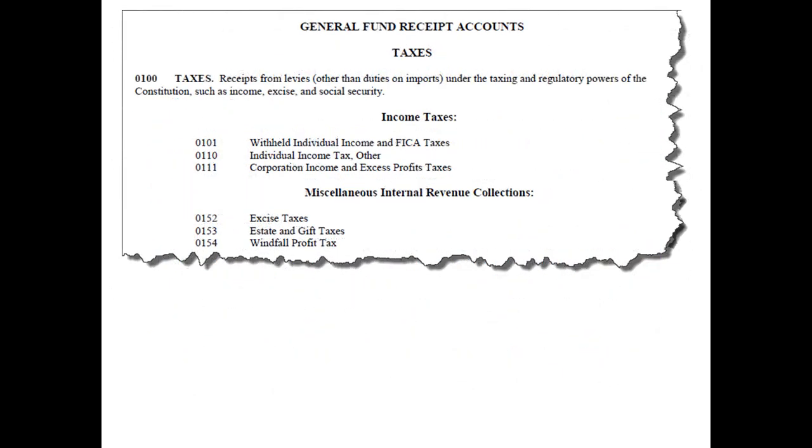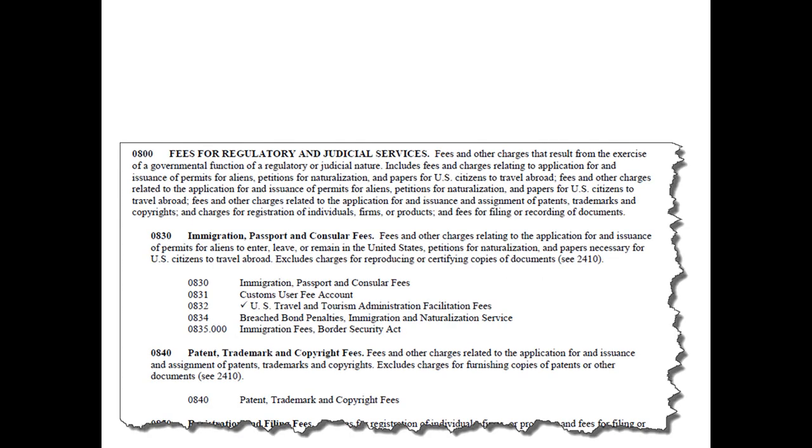Here we can see some of the receipt accounts used to collect most of your taxes. And here we see some receipt accounts for fees collected, like passport and patent, trademark, and copyright fees. To reiterate, all of these funds collected into general fund receipt accounts become part of the amorphous general fund and bear no relationship to the expenditure accounts used to spend this income.